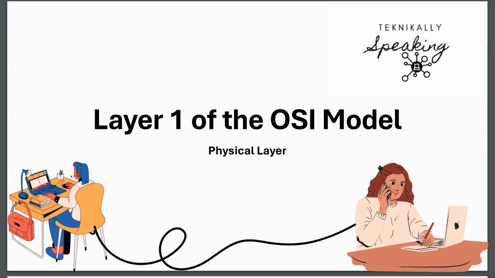Hey everyone, welcome back to another session on networking fundamentals. Today, we will be diving into layer 1 of the OSI model, also known as the physical layer. This layer is crucial because it handles how data physically travels over a network using various signals, cables, and wireless media. By the end of this lesson, you'll have a solid understanding of how data physically moves from one device to another in a network. Let's get started.